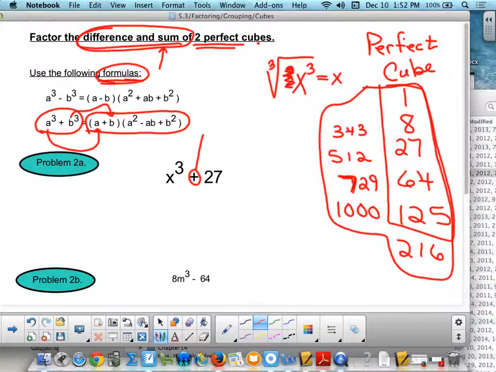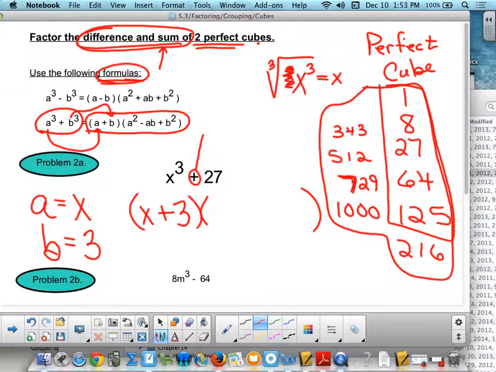To follow this formula, I know I'm going to put a plus b here. A is the cube root of that. You just told me x. B is the cube root of what? 27. 3. So everywhere I look in this formula, all I do is plop numbers in. What would I plop in for that A? X. What would I plop in for that B? 3. So this would be x plus 3. X is A, 3 is B.